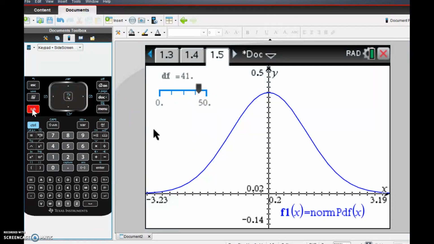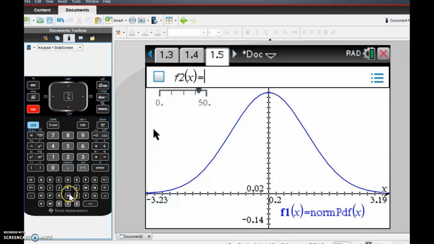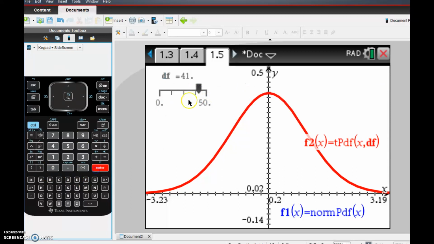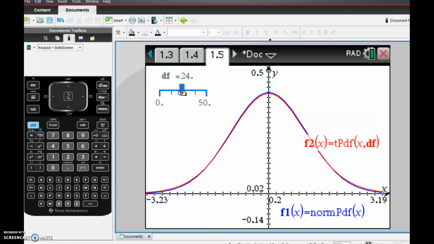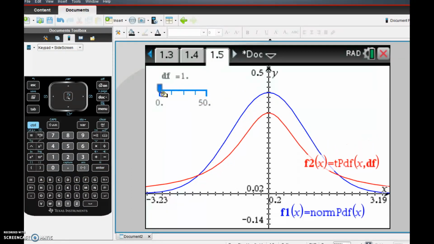So now I want to graph a new function called the tPDF. Guys, again, you'll never have to do this in class. I'm just wanting to show you what the curve looks like for different degrees of freedom. So it's x comma, and then we have to put in the degrees of freedom. I'll just put in df, and it should go bold because it's taking it from the slider. So here's the t curve. The red is the t curve.